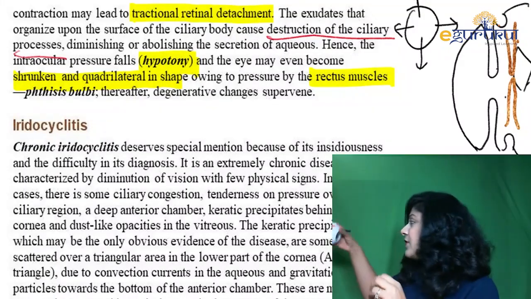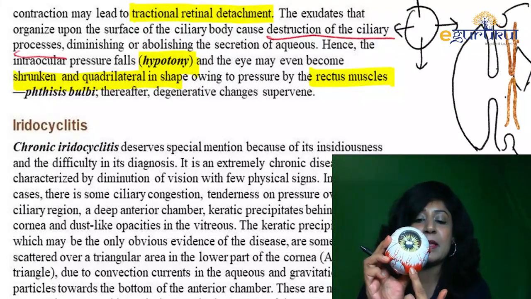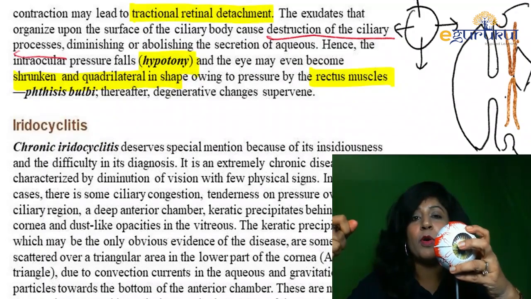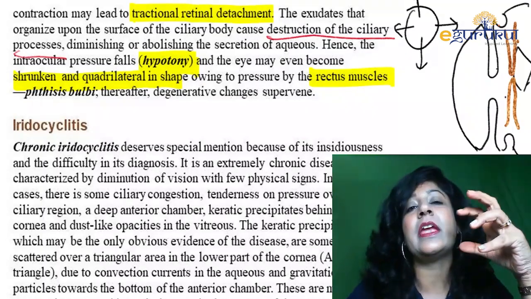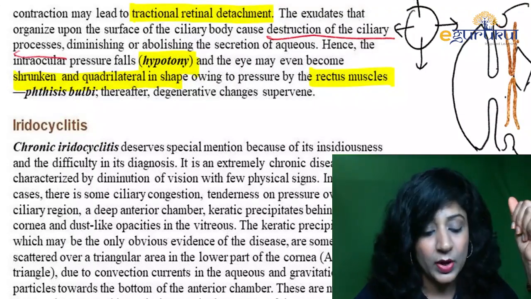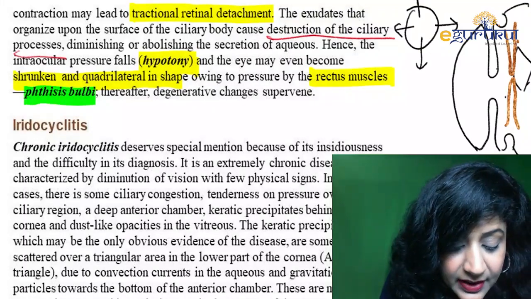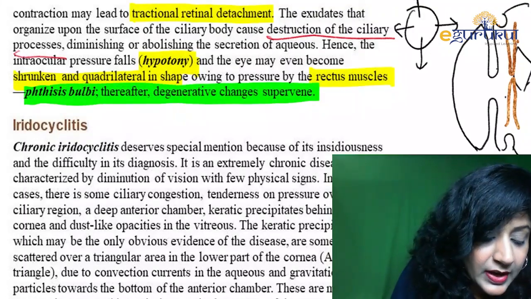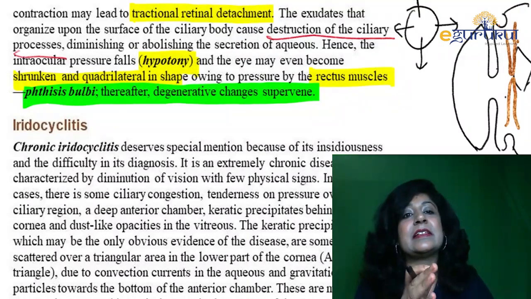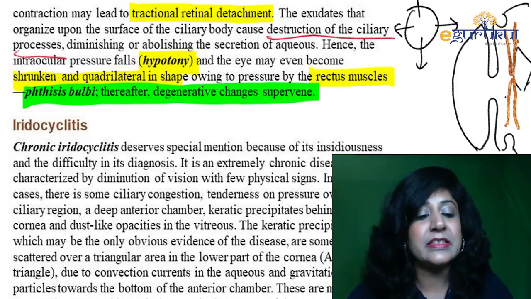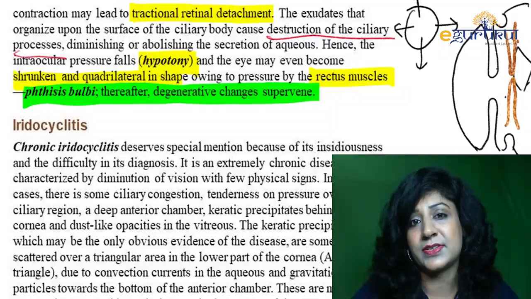Now if you see here, we have got four muscles. So this is your eyeball here. So we have got these four muscles. So they are holding at the four ends. That is why the eyeball becomes quadrilateral. So when there is a hypotony, the eyeball may become quadrilateral. That is an important point, and this will be called as a phthisis bulbi, and thereafter the degenerative changes will supervene. So this was about the iritis and the cyclitis that we have tried to discuss individually, and what can be the differences and the different characteristics.